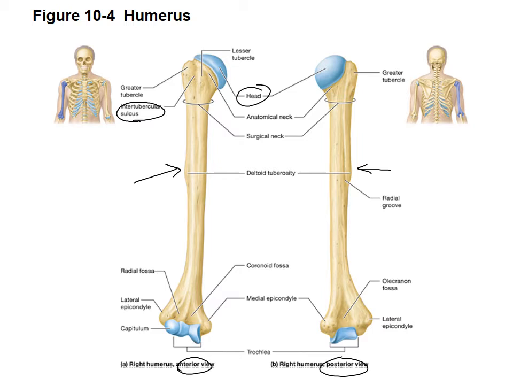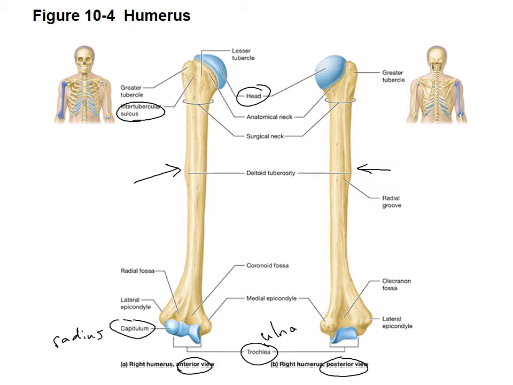So this is an anterior view on the left and a posterior view on the right. Then as you head on down the rest of the humerus, you reach the distal end of the humerus, where the humerus is going to articulate with the radius and ulna. There are 2 sections there in blue. The medial section is called the trochlea, and the lateral section is called the capitulum. The trochlea articulates with the ulna, and the capitulum articulates with the radius.